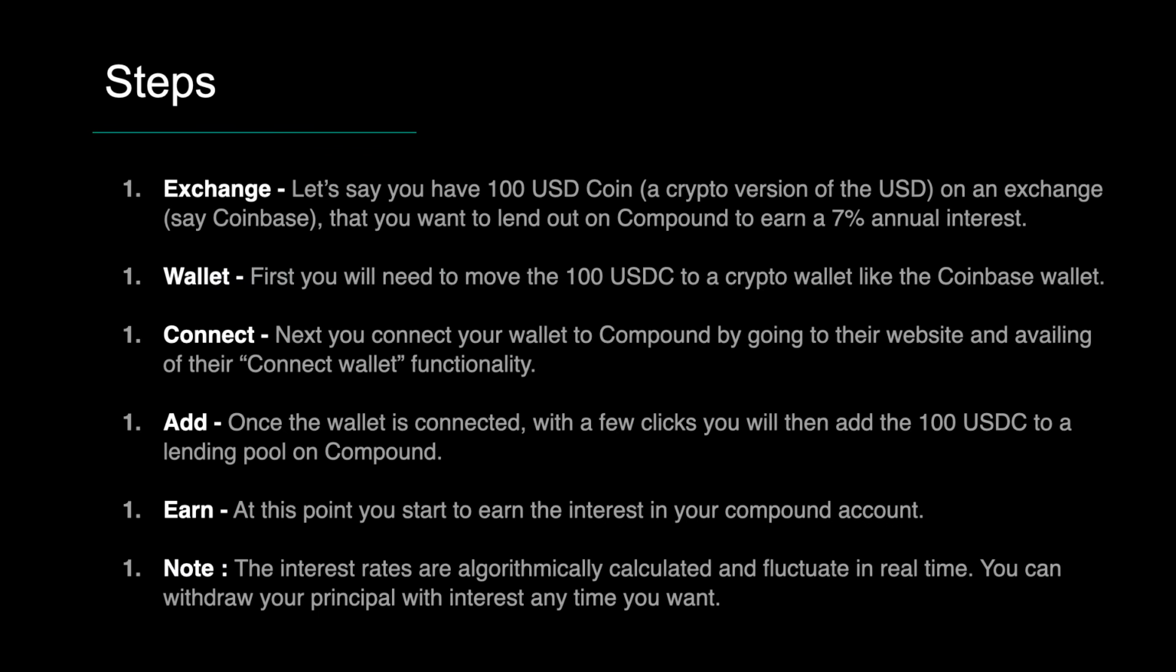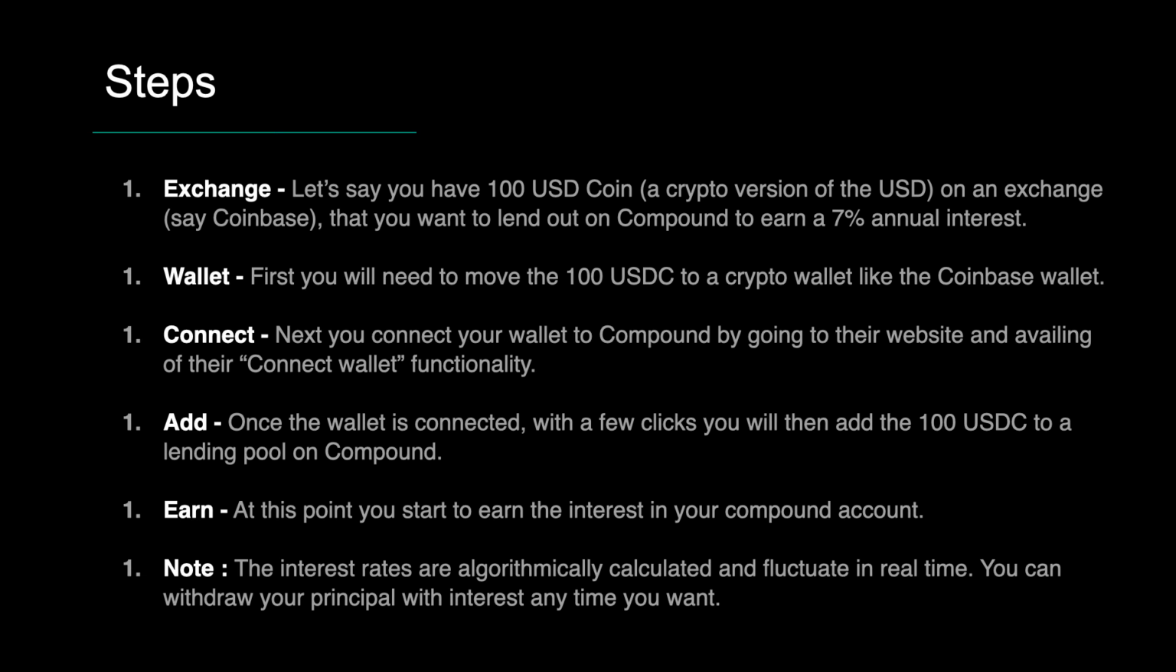Just to make it easier, we will only look at how one would lend crypto to earn interest part of Compound. Let's say you have 100 USD coin, a crypto version of the USD, on an exchange, say Coinbase, that you want to lend out on Compound to earn a 7% annual interest. First, you will need to move the 100 USD coin to a crypto wallet like the Coinbase wallet. Next, you connect your wallet to Compound by going to their website and availing of their Connect Wallet functionality.